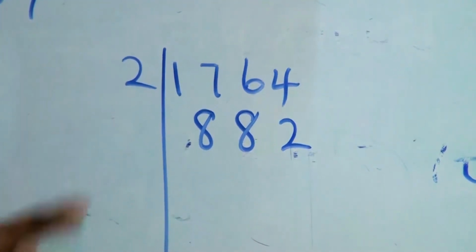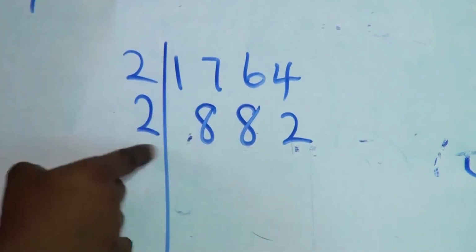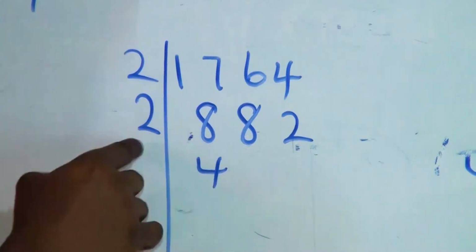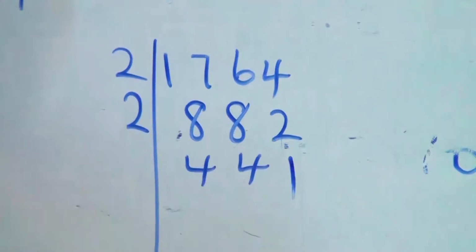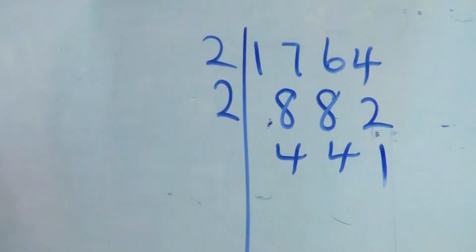2. Now, 2 could still divide 2. How many 2 can we find in 8? 4. How many 2 can we find in 4? 2. How many 2 can we find in 2? 1. What number could divide?